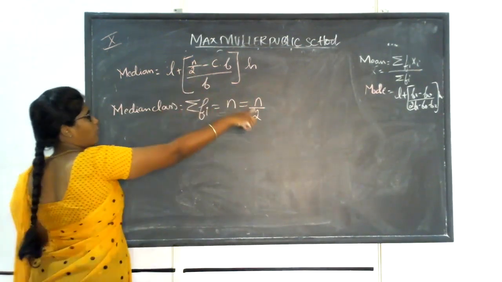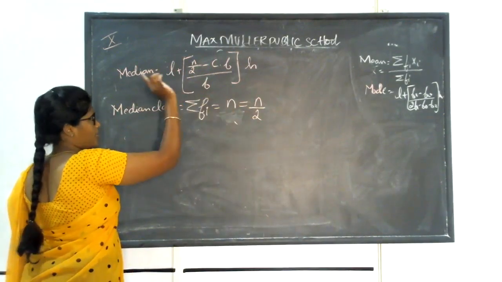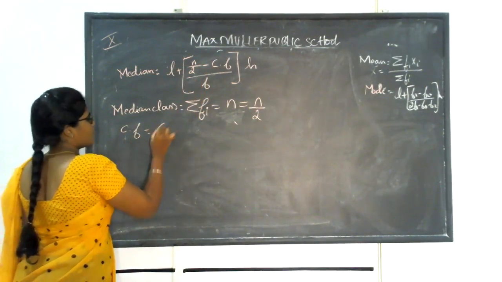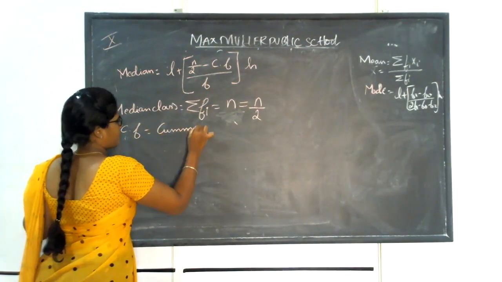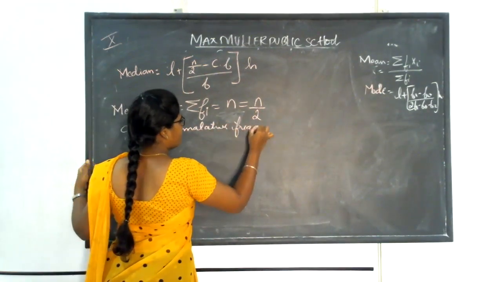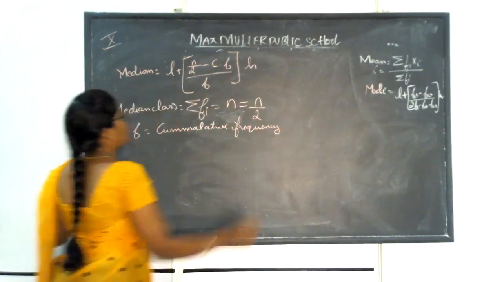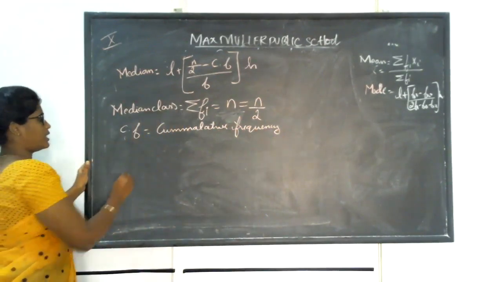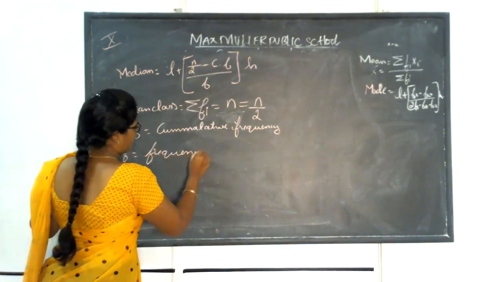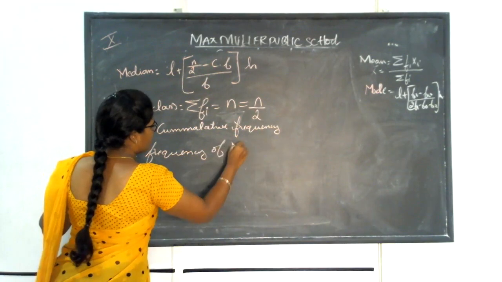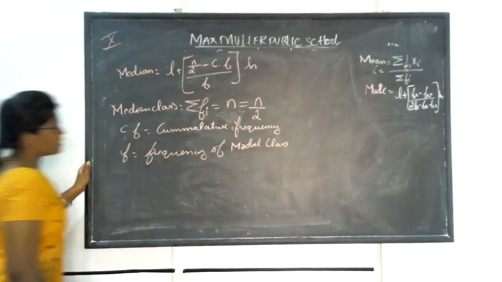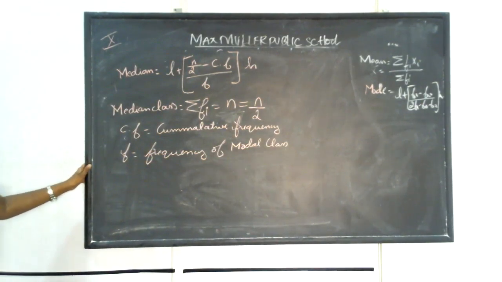Then n by 2 you have already got with the median class. That you are going to substitute as it is. Then you have CF. What is the CF? Cumulative frequency. I'll tell you all those things. Then F is the frequency of the median class. Frequency of what? Median class. F is the frequency of the median class.